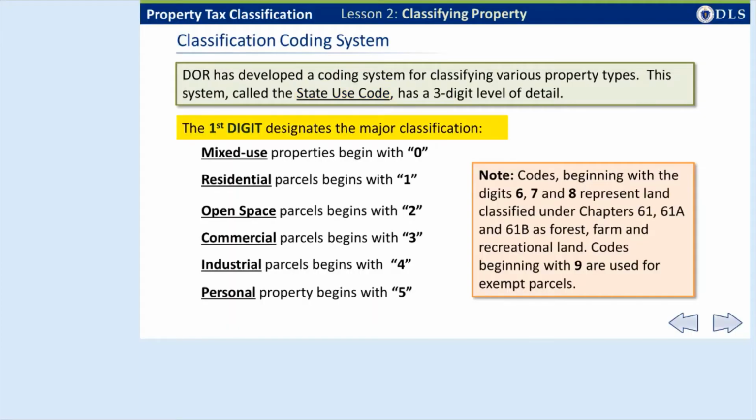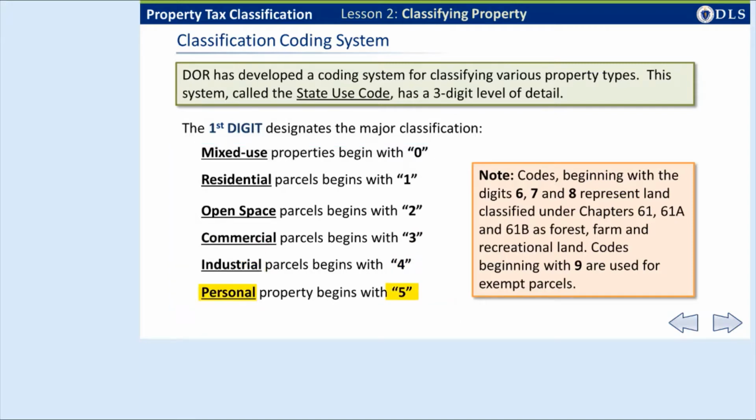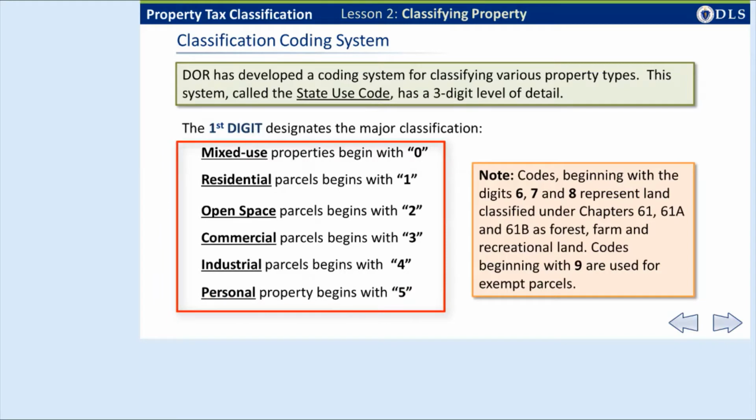The first digit designates the parcel's major classification. Multiple use parcels, known as mixed-use properties, begin with the number 0. Residential parcels begin with the number 1. Open space parcels begin with the number 2. Commercial parcels begin with the number 3. Industrial parcels begin with the number 4. And personal property begins with 5. Code 0 through Code 5 are the codes you will use most frequently in your work as an assessor.